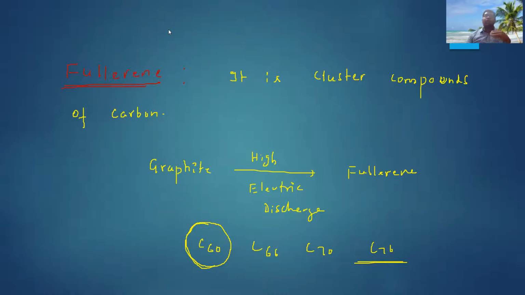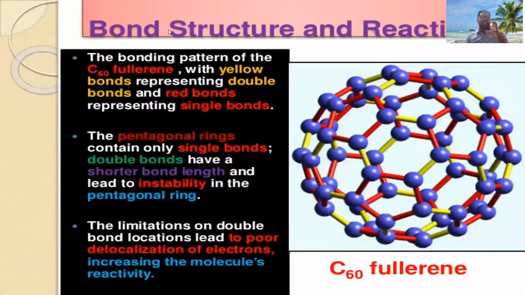What is the structure of fullerene? What is the hybridization of fullerene? How many hexagonal, how many pentagonal rings? That is very important for our competitive examination. Next, observe the bond structure and the reactivity of fullerene. Students, this is the C60 fullerene.